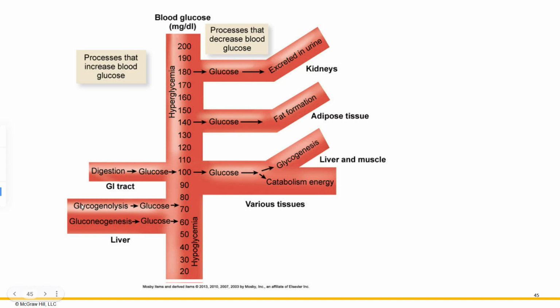You can see how glycogenolysis would break down glycogen to release glucose into the bloodstream to try to increase blood glucose. You can also see gluconeogenesis, where the liver would mediate the conversion of lipid molecules or amino acids to glucose. So non-carbohydrate sources converted to glucose to increase those blood glucose levels.